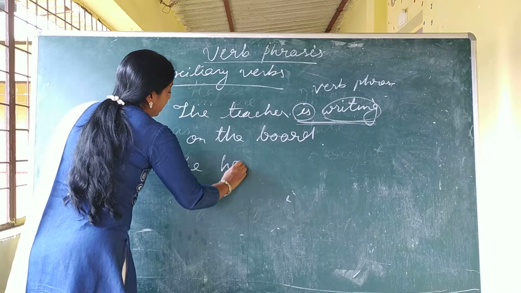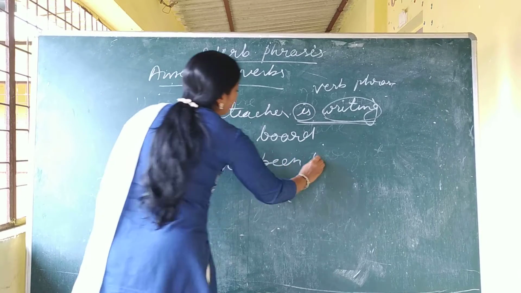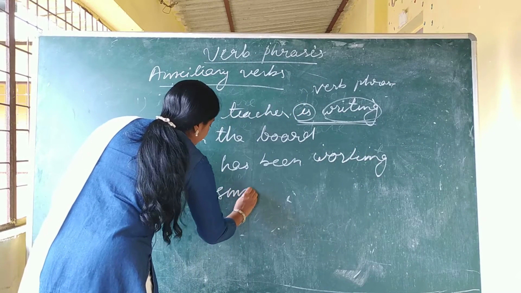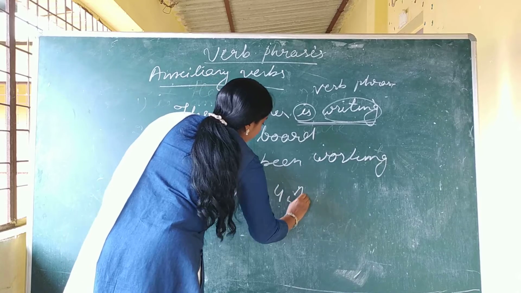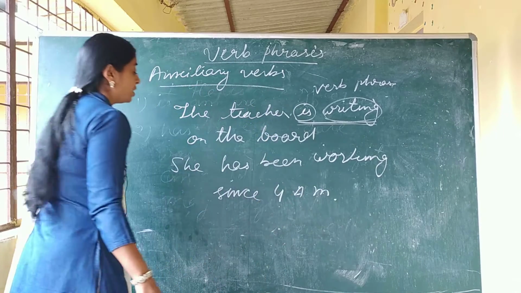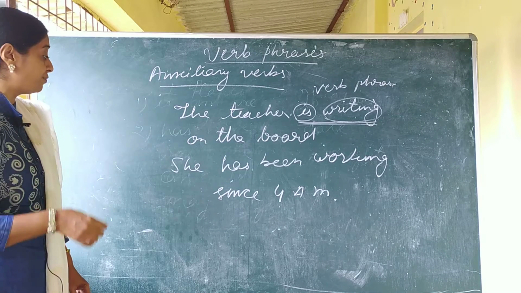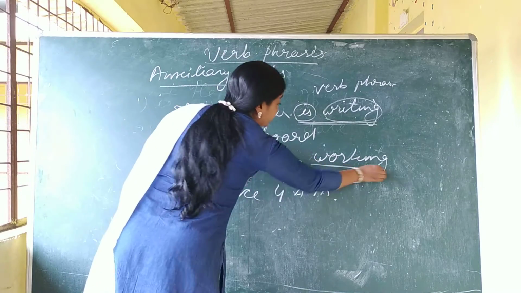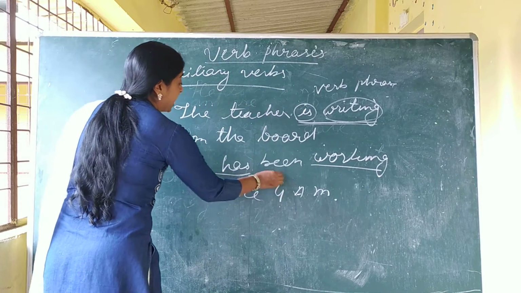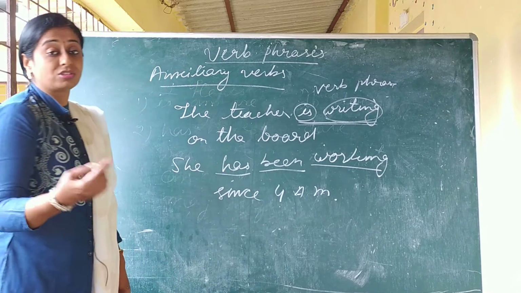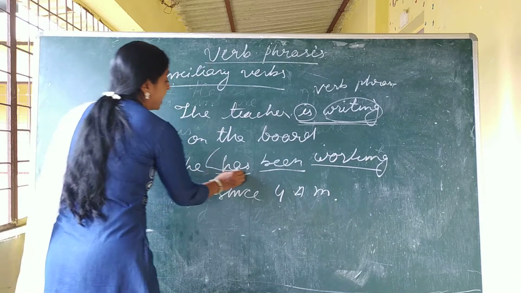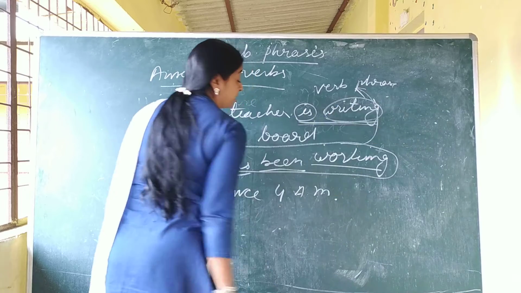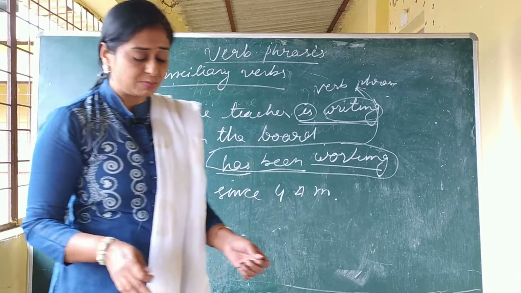She has been working since 4 a.m. if I say this. Okay, so she has been working since 4 a.m. So which are the verbs here? Working is the main verb, and which are the helping verbs? Has and been. These two are auxiliary verbs. Okay, so all together "has been working" works as a verb phrase. Is that clear, children? So we have done this before also.